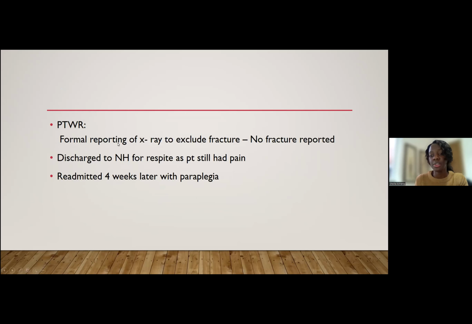So on the post-take ward round, the plan is for us to get the X-ray reported to exclude a fracture. The X-ray is reported by the radiologist, and there's no fracture seen in the lumbar spine. And therefore, he's discharged back to the nursing home with analgesia and told to basically have bed rest and start mobilizing when he can. But 4 weeks later, he comes back in and he's paraplegic.